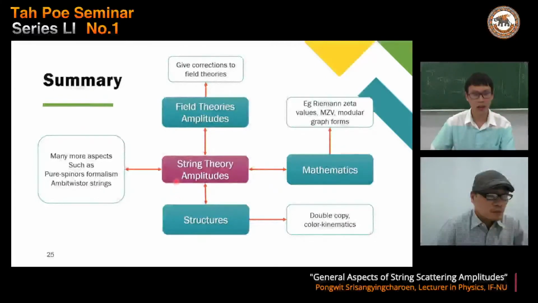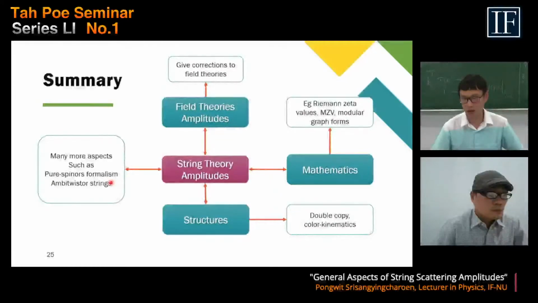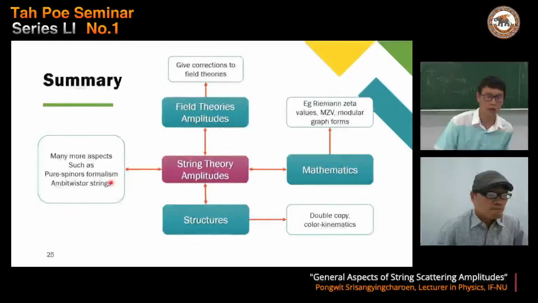And obviously there are many more aspects that I haven't mentioned in this talk, such as it can be related to the pure spinor formalism and the ambitwistor string, which is a field theory amplitude that uses techniques from string theory to formulate.